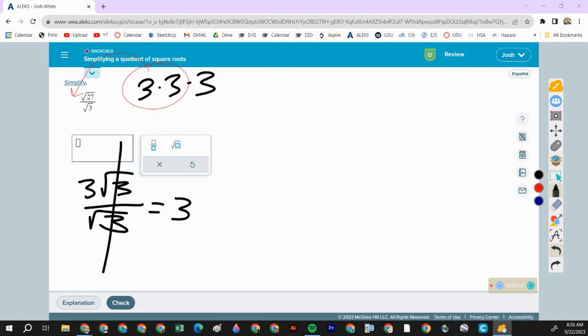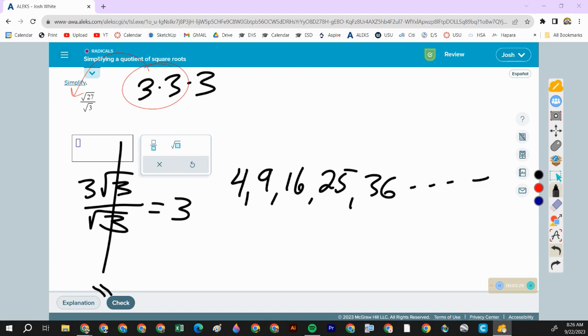Why does this simplification work? Well, some numbers are perfect squares. So 4, 9, 16, 25, 36, on and on and on, right? All of those can be square rooted. The square root of 4 is 2, the square root of 9 is 3, and 4, 5, 6, and so on. All we're really doing is taking out the perfect squares.